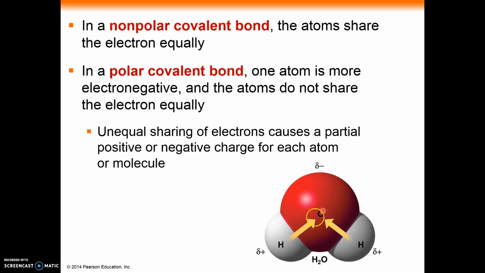Now, when this doesn't happen, when those electrons are shared more or less equally, we refer to that as a nonpolar covalent bond. So when you have carbon and hydrogen bonded together, those electrons are around the hydrogen as much as they are around the carbon. And there is no partial charge associated with it.